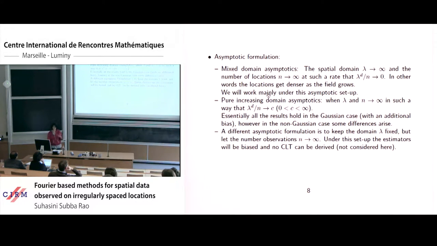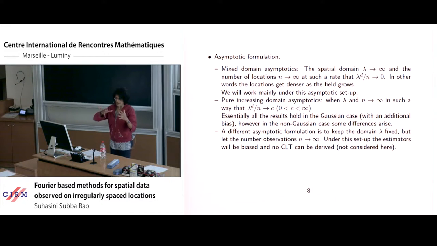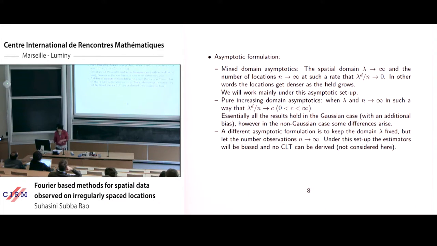I want to briefly mention another asymptotic formulation. In this formulation, you say that letting lambda grow to infinity is unrealistic. So you keep the spatial domain fixed, and you assume more and more observations on that spatial domain. This is known as fixed domain asymptotics. But in this setup, you cannot really prove any CLT. It's not possible to get a CLT out. But you can use what we have done to obtain an expression for the bias. But the mixed domain is really what we're going to focus on.